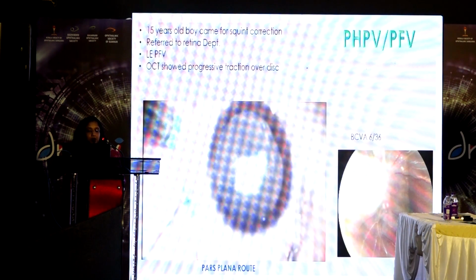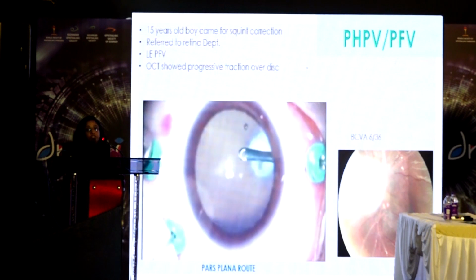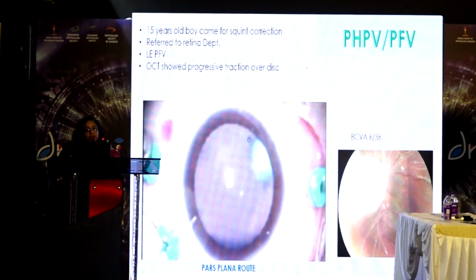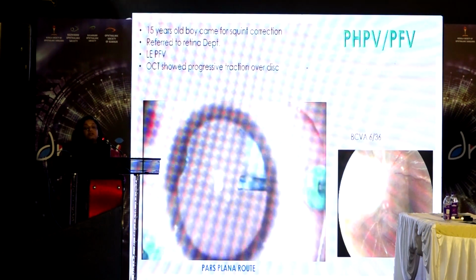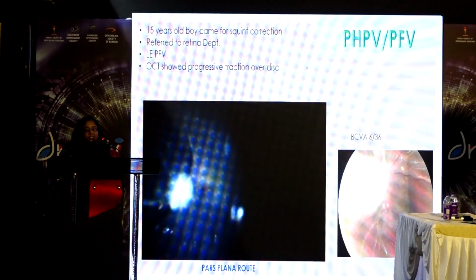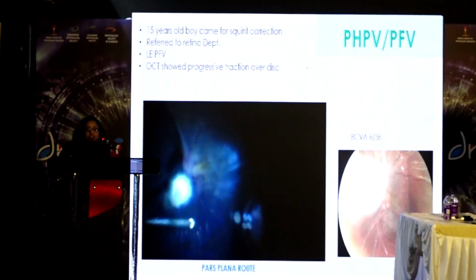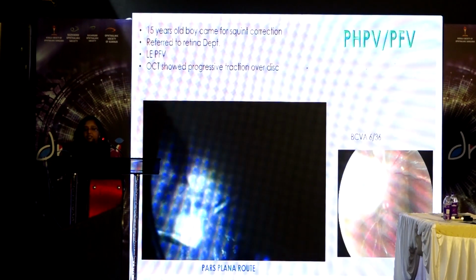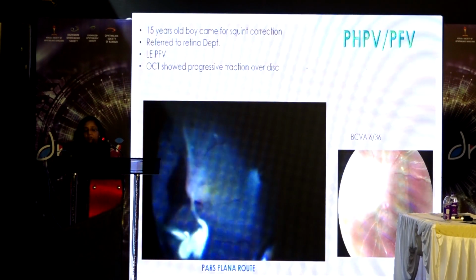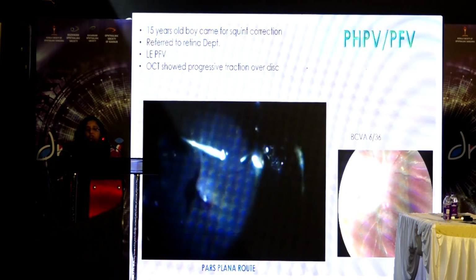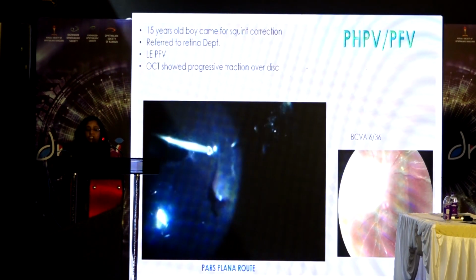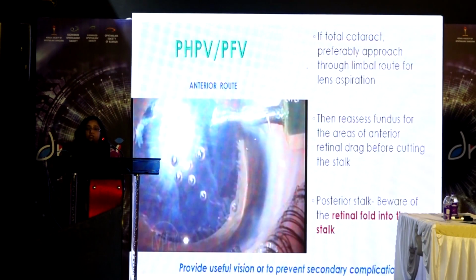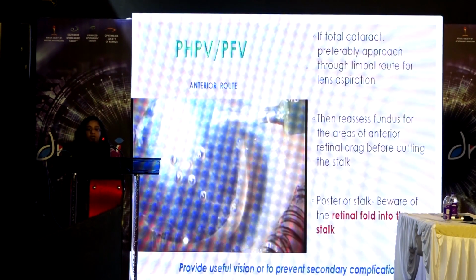So this is a case of a 15-year-old boy who was being treated with observation, and presented to a pediatric ophthalmologist for squint surgery, and this was the picture. And we saw that the lens was clear. In fact, there was a retrolental membrane, and there was a clear space behind the lens. So he was taken up for lens-sparing vitrectomy, and this surgery would help to stabilize the vision over time.